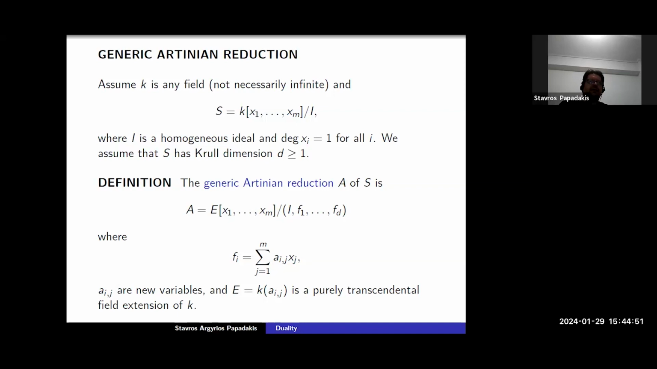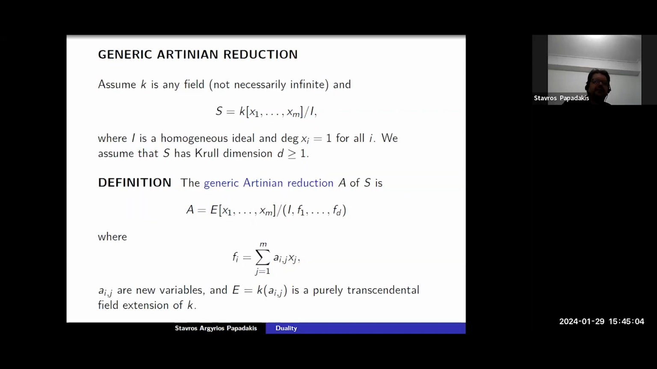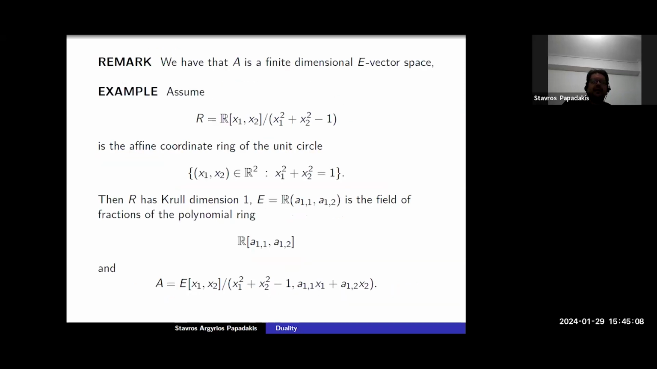A reason why this is useful will appear in the next slides. Let me remark that again, A is a finite dimensional vector space. And this is an example coming, say, from geometry.